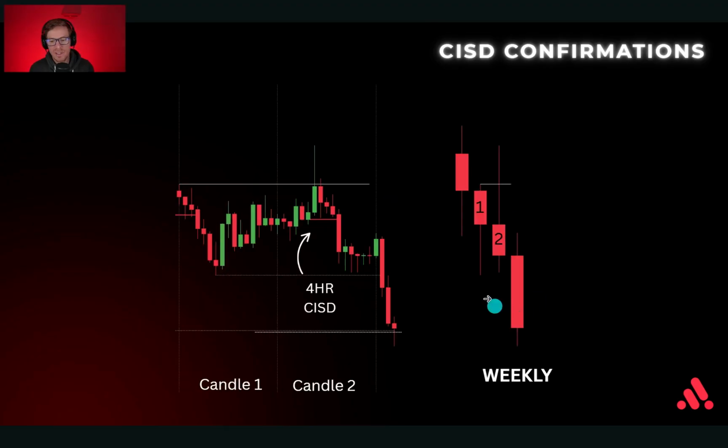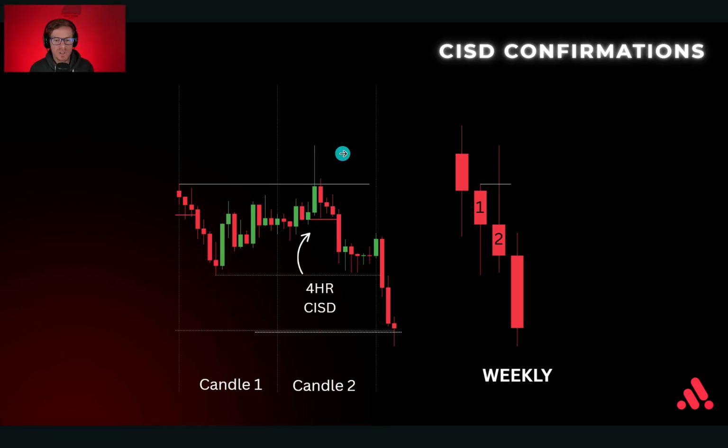Another example using the weekly higher time frame candles and the 4-hour for our entry. You can see on the weekly we've got this continuation of big bearish candles to the downside, but you can see candle 2 causes a swing high point. Candle 1 is lower than candle 2. It does a failure to displace. Once candle 2 closes, this is our confirmation of a candle 2 closure.